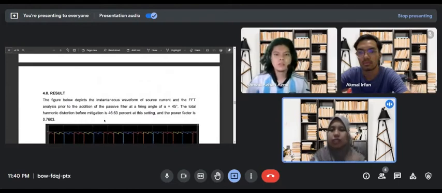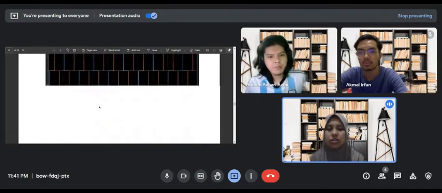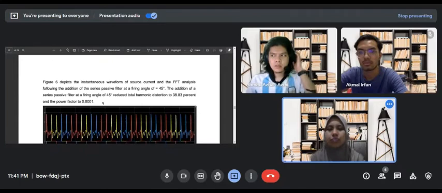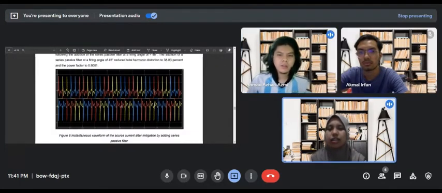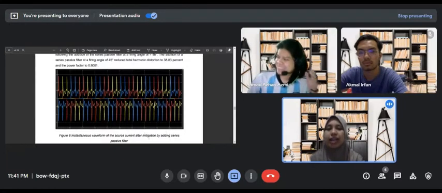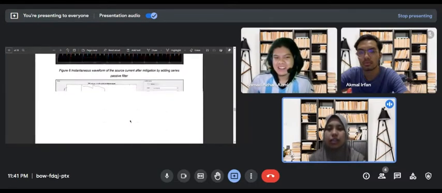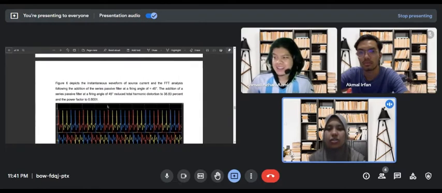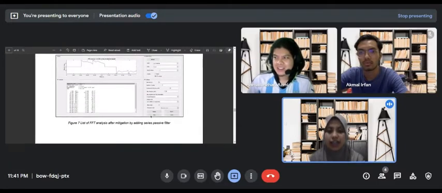So before mitigation, the THD is 46.63 percent at this setting, and the power factor is 0.7603. Then this is the instantaneous waveform of the source current after mitigation by adding a series passive filter, and the power factor that we get is 0.8001. This is the list of FFT analysis after mitigation by adding a series passive filter.